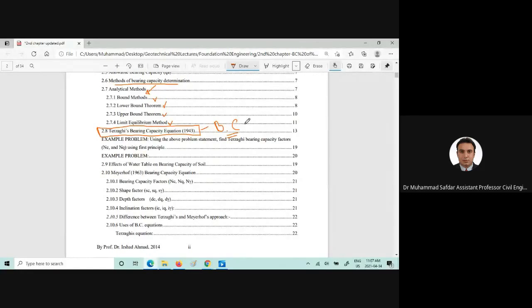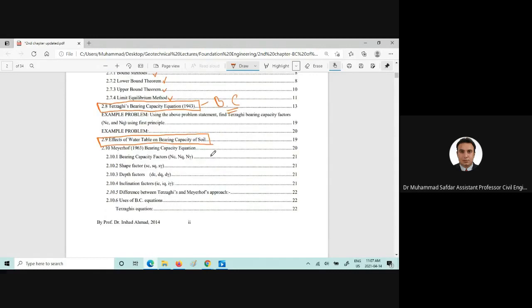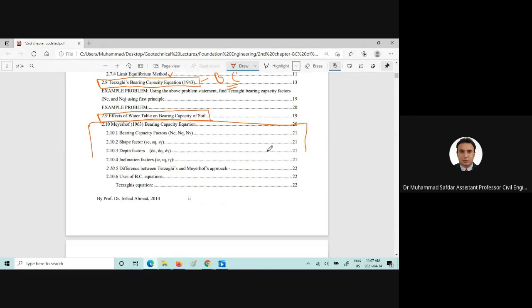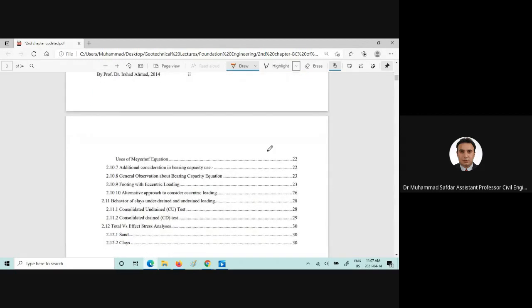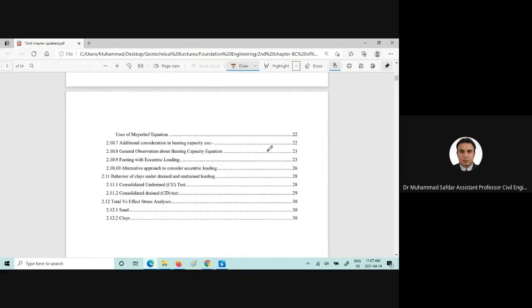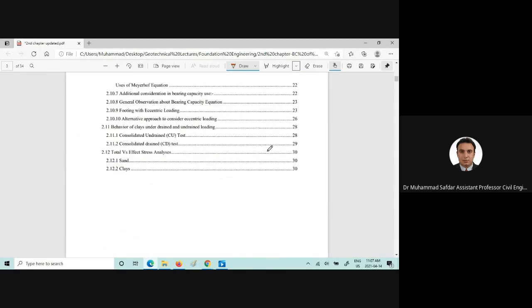Then we will discuss the effect of water table on the bearing capacity of the soil. Rest of the topics will be discussed in the next week. So this is just an overview that what we are going to expect in our today's lecture.